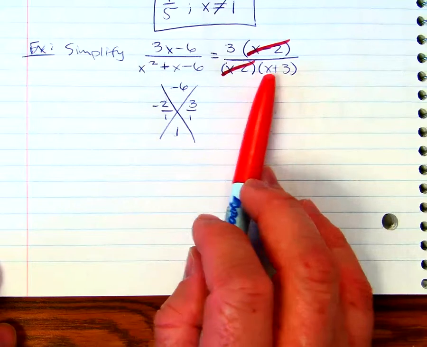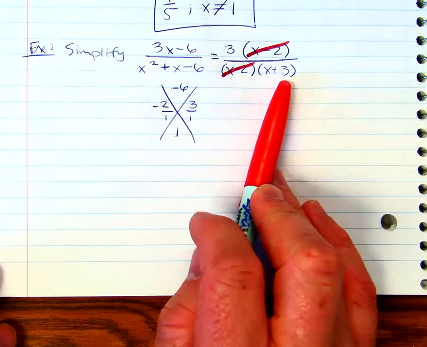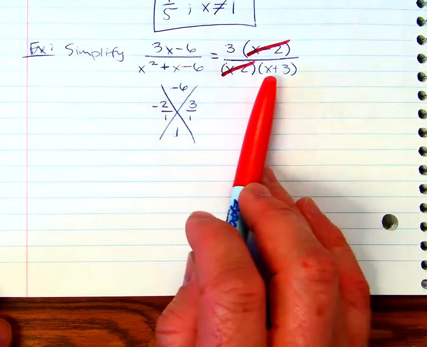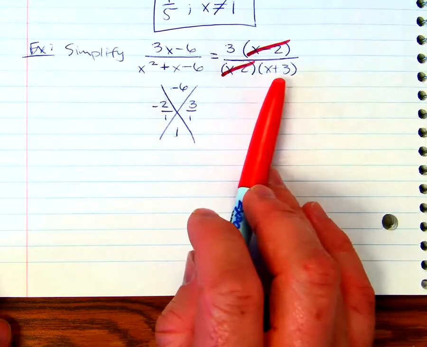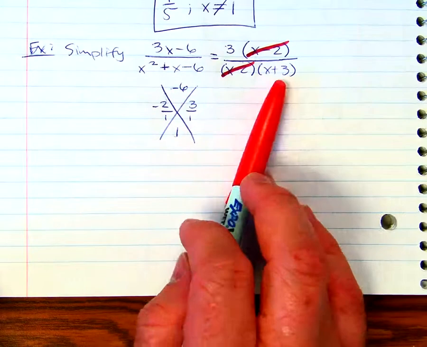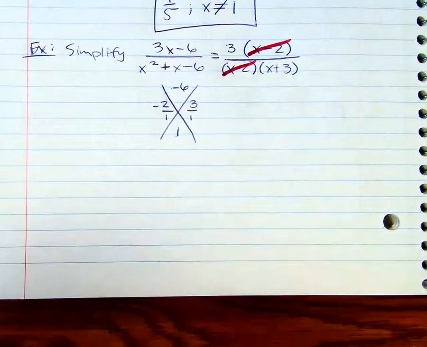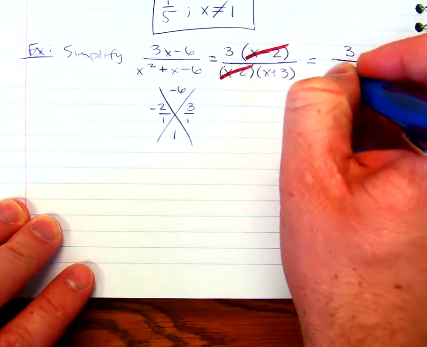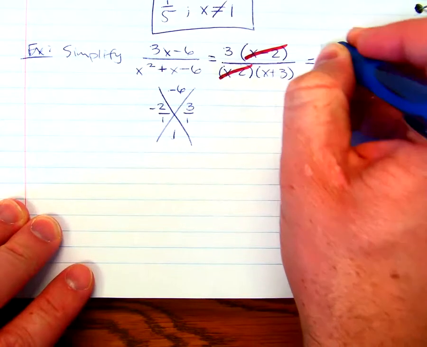The only way I would be able to cancel this 3 on the bottom is if I had an x plus 3 on the top. So we can't pick and choose parts of factors. We have to do entire factors at a time. So the 3 and the x plus 3 can't actually cancel each other. So we're going to go ahead and just say this is it. 3 over x plus 3.